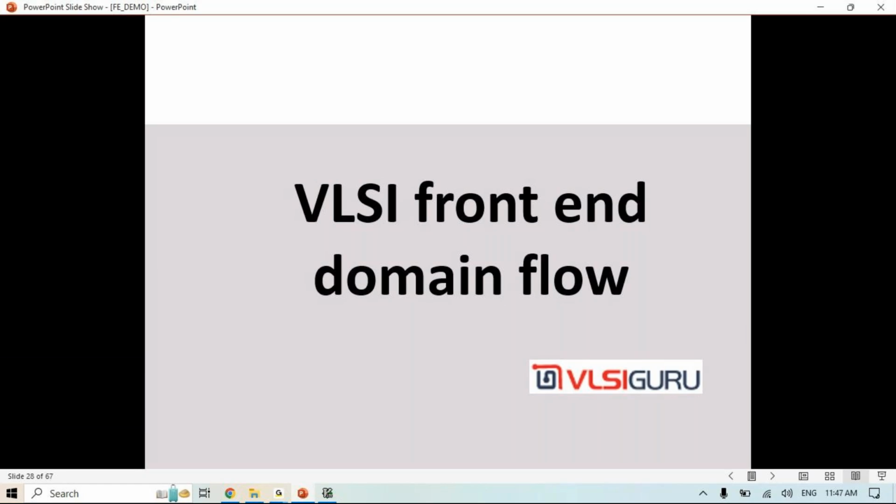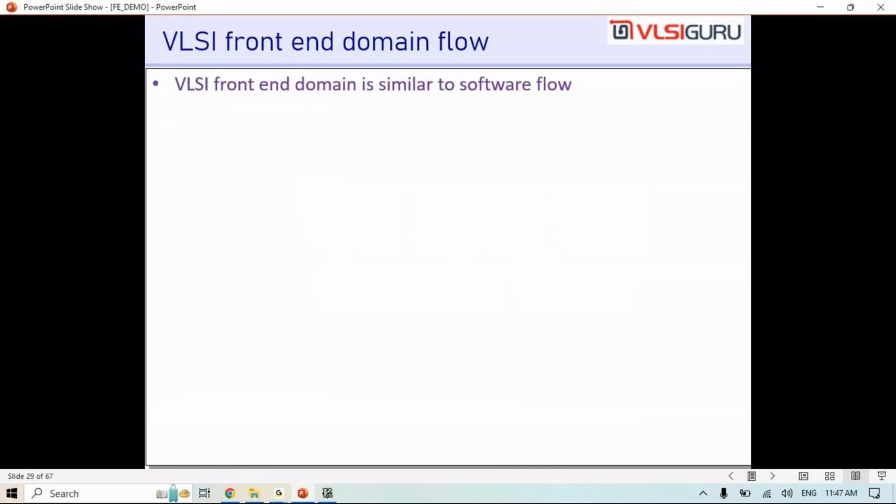Now let's talk about front end domain. We'll more specifically focus on front end domain because this is our today's demo session topic, right? Our demo session is on front end domain. So let's discuss front end domain. See, the front end domain is very similar to software job role, software flow actually. For a software engineer, what is the skill set?